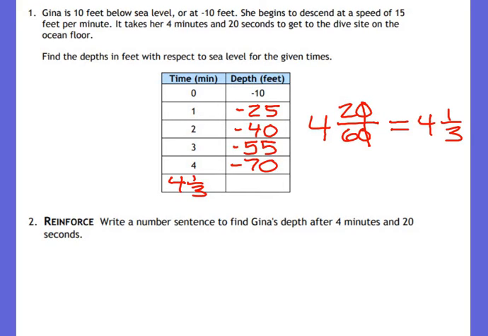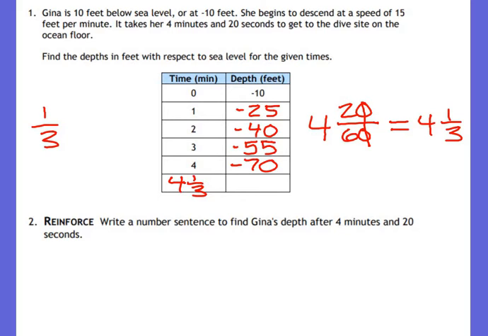Well, it's going to be below negative 70, but is she going down another 15 feet? No, she's only going 1/3 of a minute further down. Anybody know a way to find that? Cole? Well, I divided 60 by 20 and got 3. And then I divided 15 by 3 and got 5.